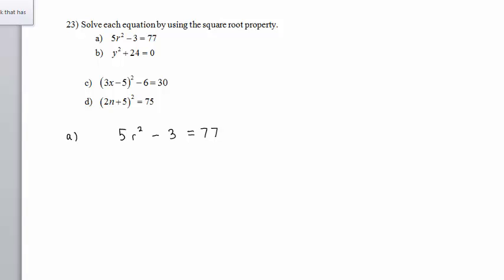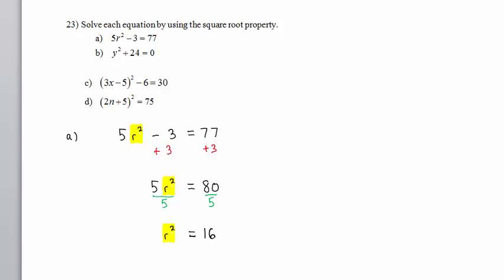The square root property method requires us to isolate the squared quantity, and here the squared quantity is r squared. We will isolate it first by adding 3 to both sides. This gives us 5r squared equals 80. Then we divide both sides by 5. We have r squared equals 16.